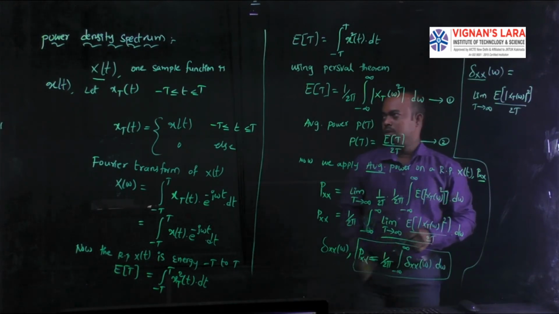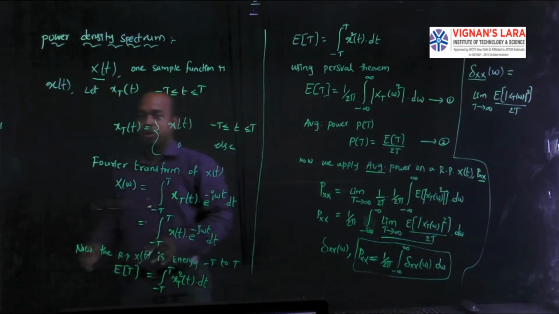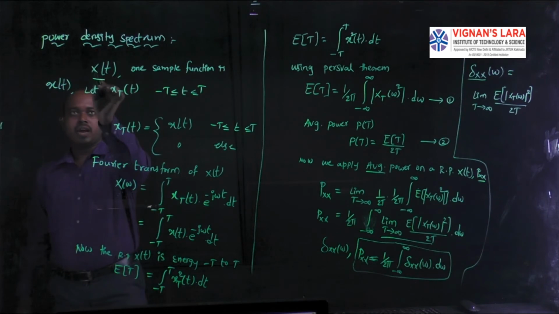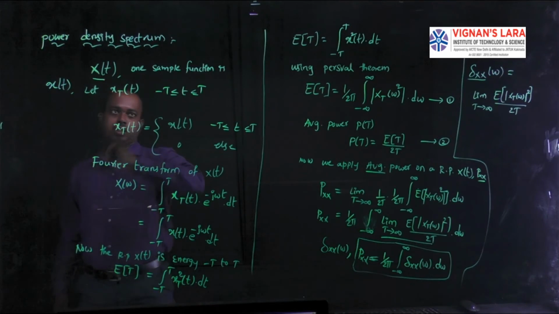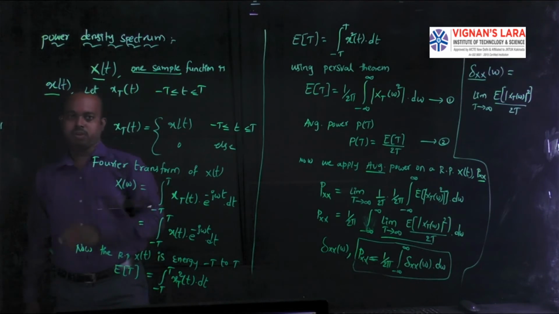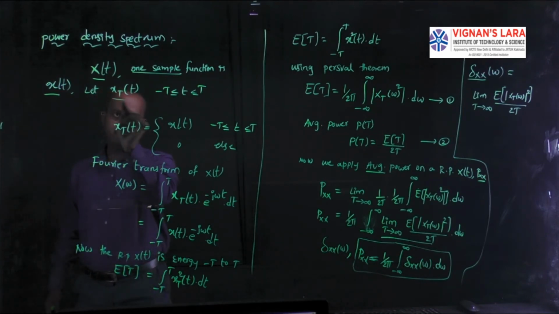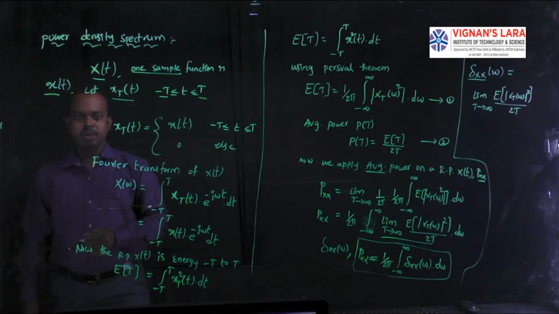What we can do here, first of all, is derive the power spectral density. We have to consider the random process, capital X(t). In that, I consider one sample function, written as small x(t). In that sample I also take one interval, and I write it as small x suffix T of t. Why take the suffix T? Because it lies in the interval of minus T to plus T.